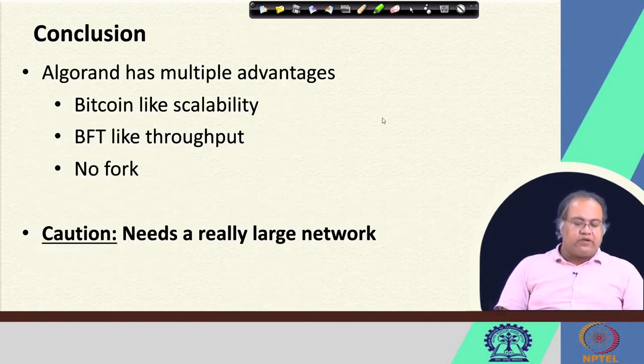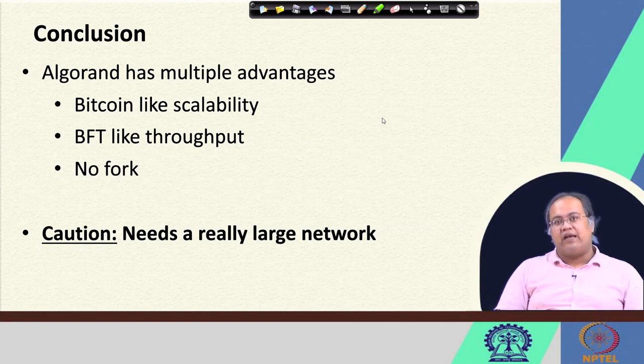So, in conclusion, we see that Algorand has multiple advantages. It provides Bitcoin-like scalability, it provides BFT-like throughput, but without having any fork in the system. So, it alleviates the majority of the problems that we have seen till now. But one point of caution that we need to keep in mind, because there is no free lunch as we have mentioned earlier, is that there would always be certain kinds of trade-offs.